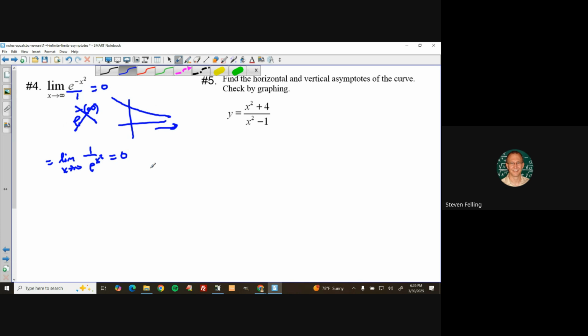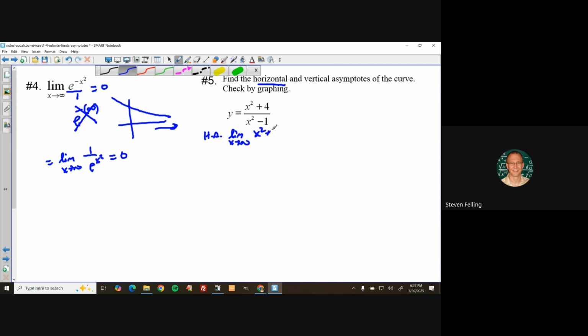All right. Let's see. What else do we have here? Oh, this is the last example. Find the horizontal and vertical asymptotes and then check by graphing. Okay. So analytically, let's look at vertical asymptotes. Actually, let's look at horizontal asymptotes first. Well, we'll check those by taking the limit as x approaches infinity.